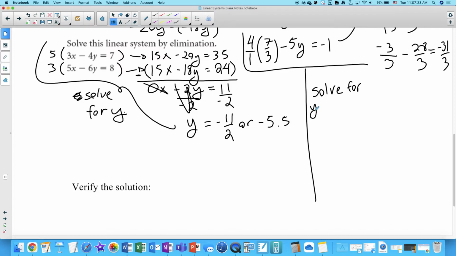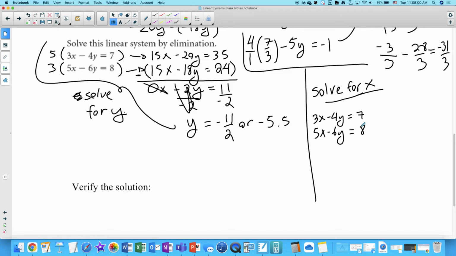Okay, we have the system 3x minus 4y, oh yeah, thank you, x, you're right, equals 7. And actually, I'm just going to erase this because I want to give myself a bit more space. I'll make that more clear too. We're going to solve for x. Oh, there we go, that's better. Okay, so our system was 3x minus 4y equals 7, and 5x minus 6y equals 8.